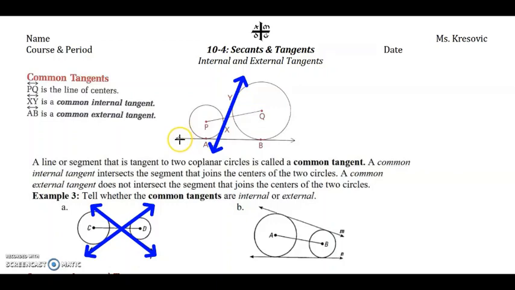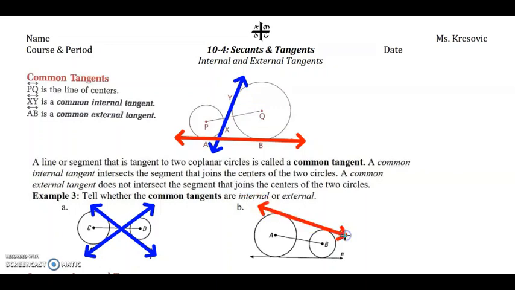Common external tangents fall outside the circle. I like to cook, so I think of them like the kitchen countertop or a tabletop, where you could have two round foods like a tomato and a cantaloupe, or an apple and a cantaloupe, sitting on top. And if they're both sitting on top of the flat surface, then that's an external tangent.